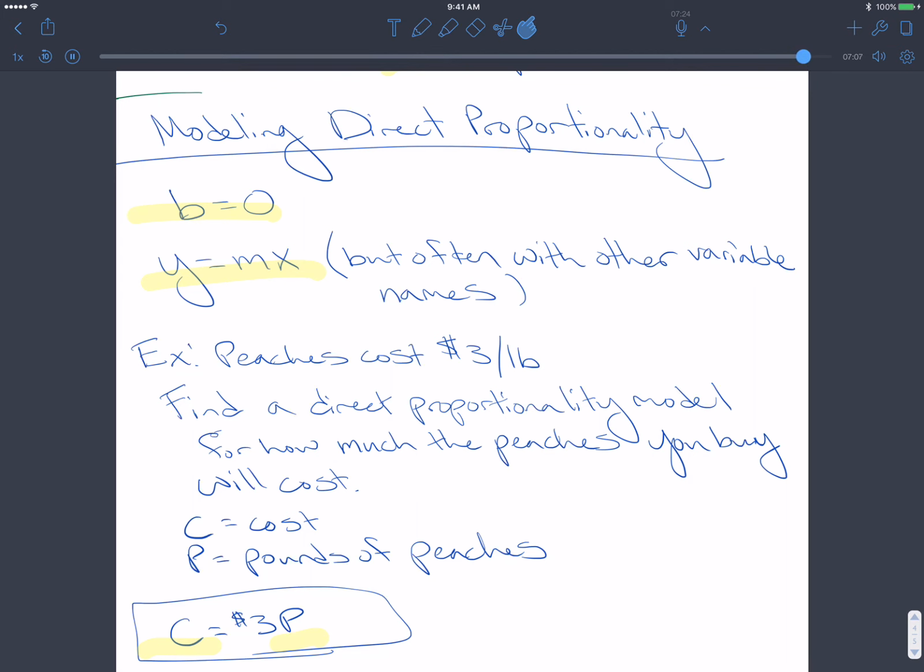The concept of how to construct this you've already kind of been working with, but this just puts a name on it. This is direct proportionality. When you don't have that extra added term, it's just y equals mx effectively. Let me know if you have questions.